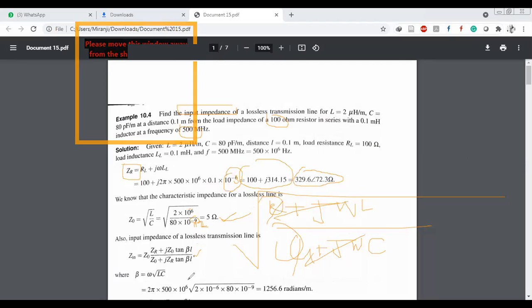Beta equal to omega root LC, right? Or simply, what is the alternate form?